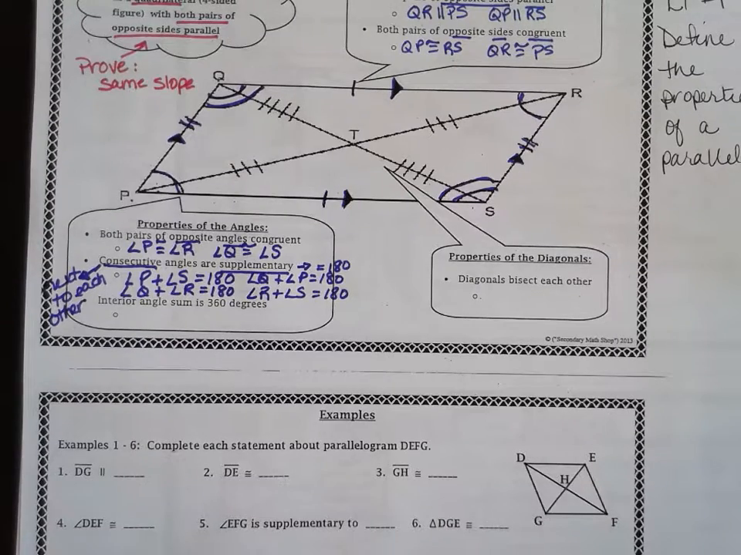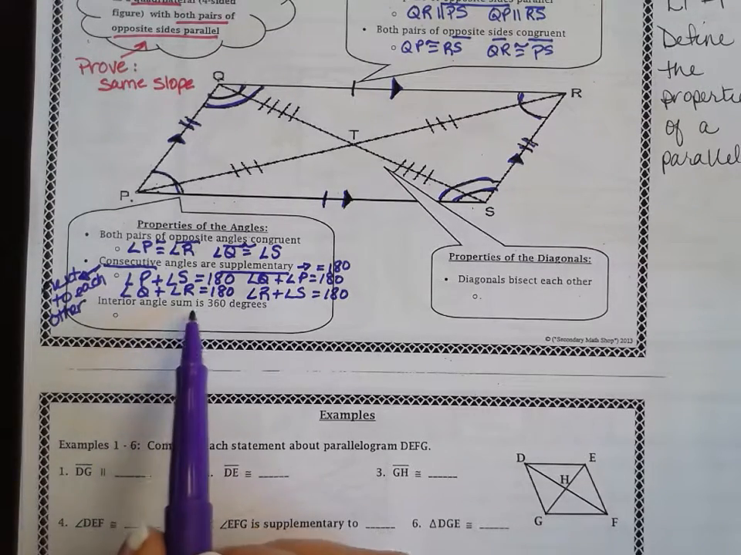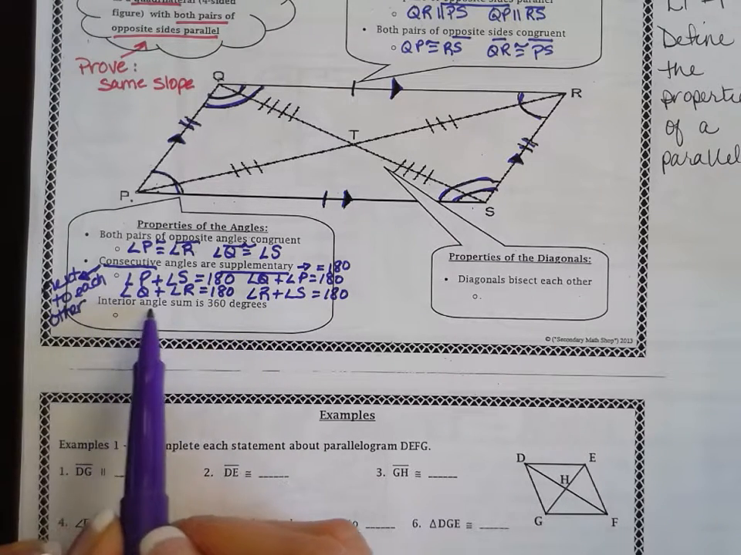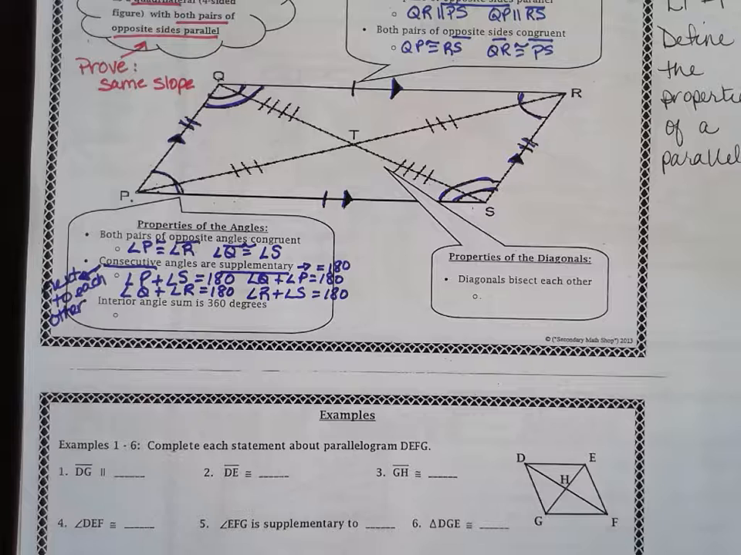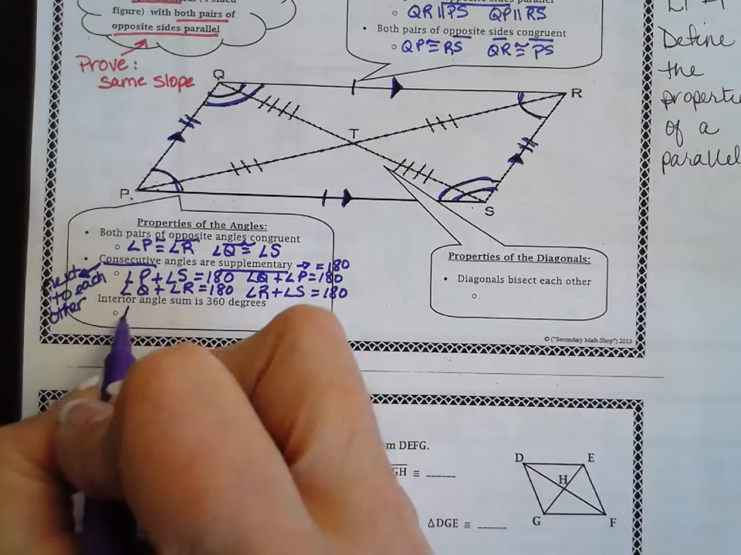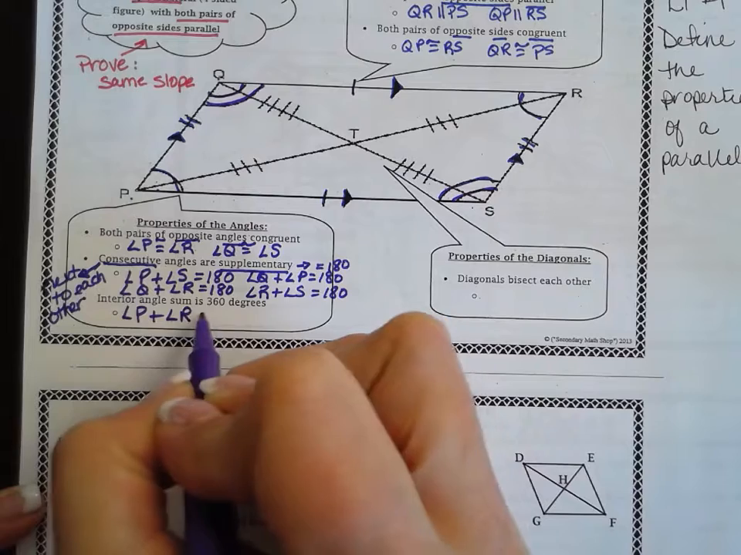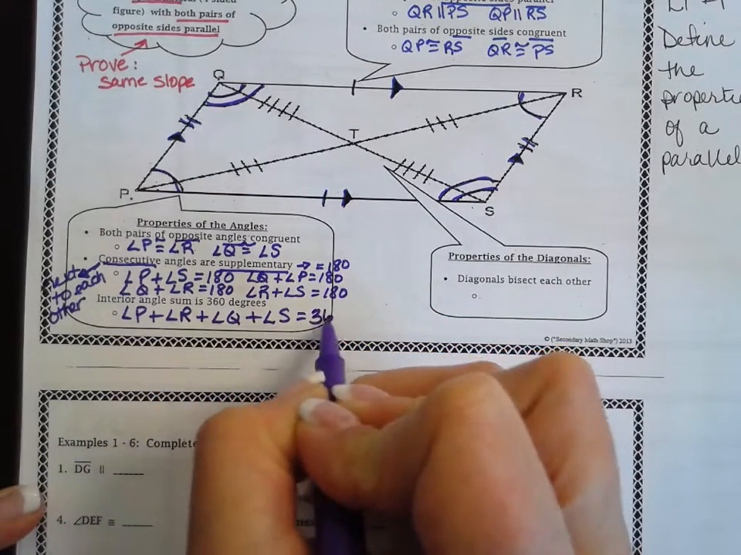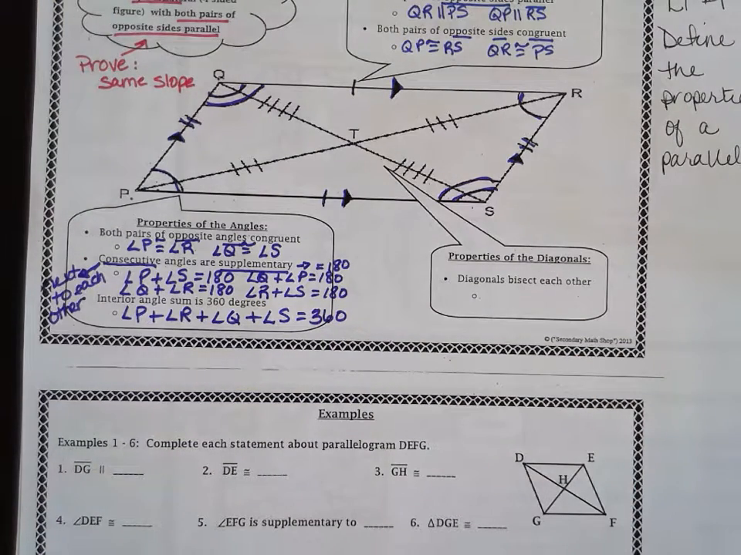Okay. All right. Last angle property. Interior angle sum is 360 degrees. What does interior angle sum mean? All the angles on the inside of the parallelogram add up. Perfect. So angle P plus angle R plus angle Q plus angle S is going to equal 360 degrees. They don't have to be equal, but they're all going to add up to 360.